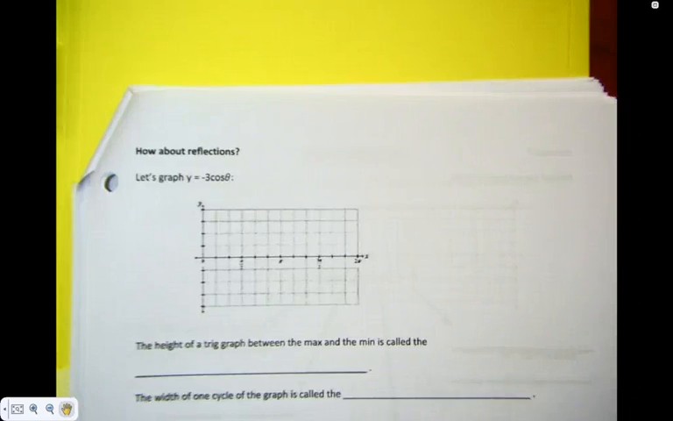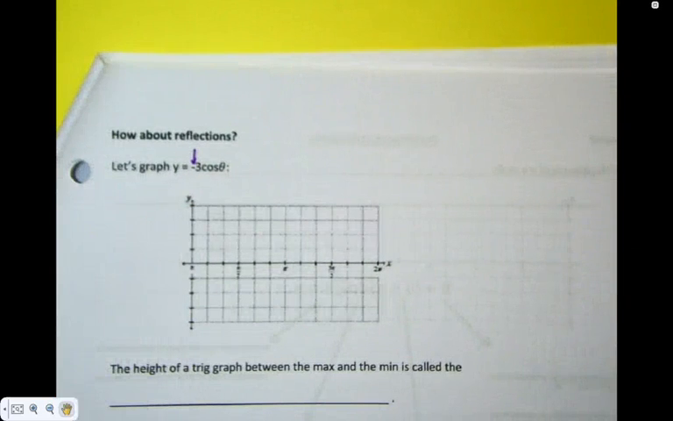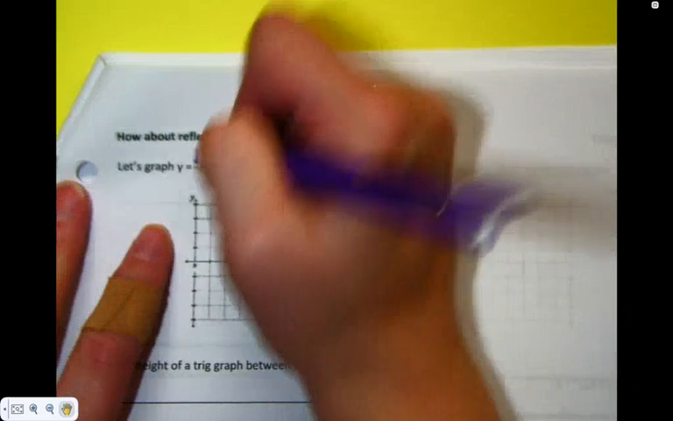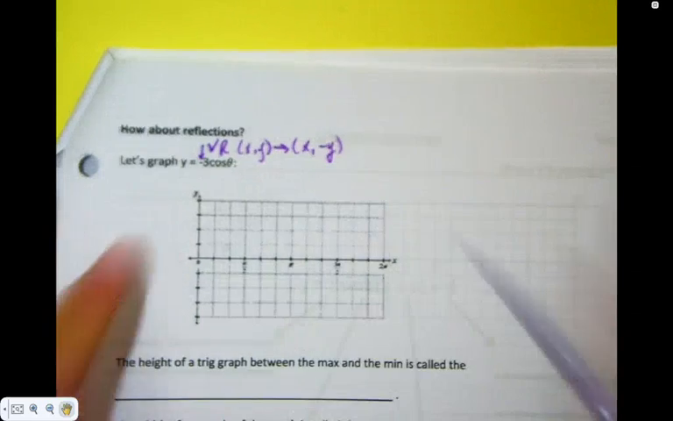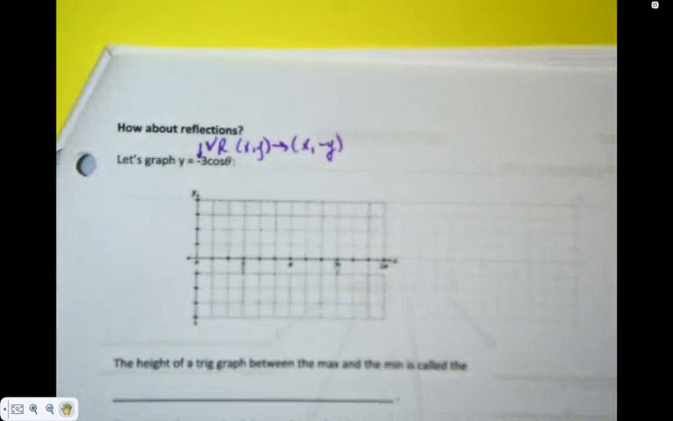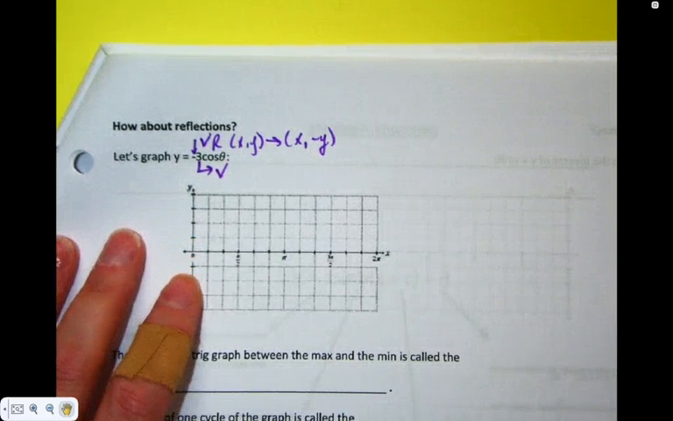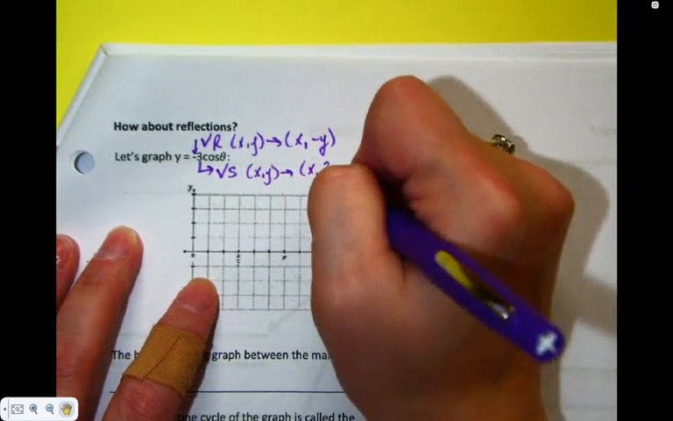Negative 3 cos theta. So I'm going to do a reflection and a stretch in this one. The negative, outside brackets or inside brackets? That makes it vertical. Because it's a negative, it's a reflection. (x, y) goes to (x, negative y). The 3, outside brackets or inside brackets? So that's vertical. Is it a multiplication or an addition or subtraction? Is it a whole number or a fraction? So it is a vertical stretch. (x, y) goes to (x, 3y).